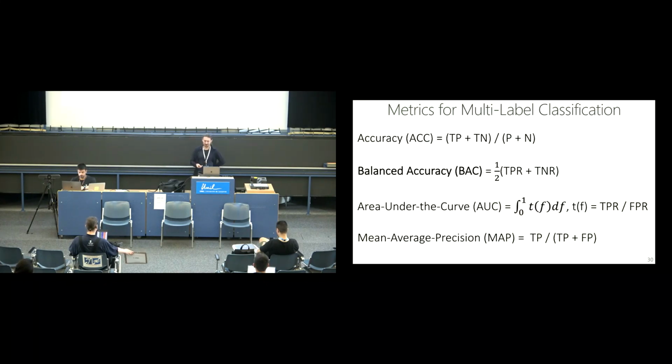And now to compare these different methods for the real data sets, we use different metrics, the standard accuracy metric, but for this task of multilabel classification, there are even better ways to assess the quality of these methods. One of them, for example, is balanced accuracy, which is a mean value between true positive rate and true negative rate. We also use area under the curve, which is a ratio between true positive rate and false positive rate, and also we use mean average precision to compare these different methods.